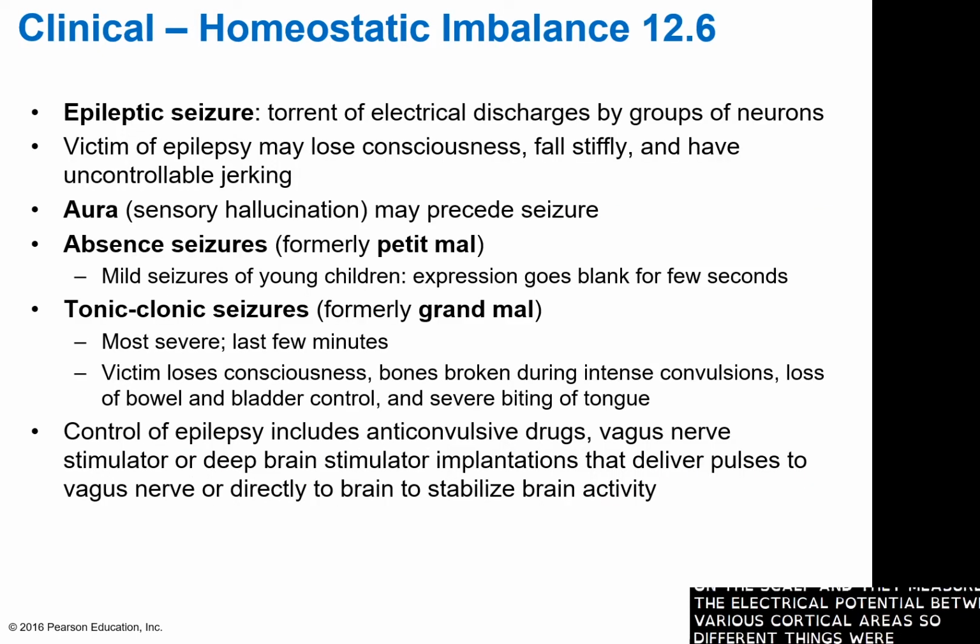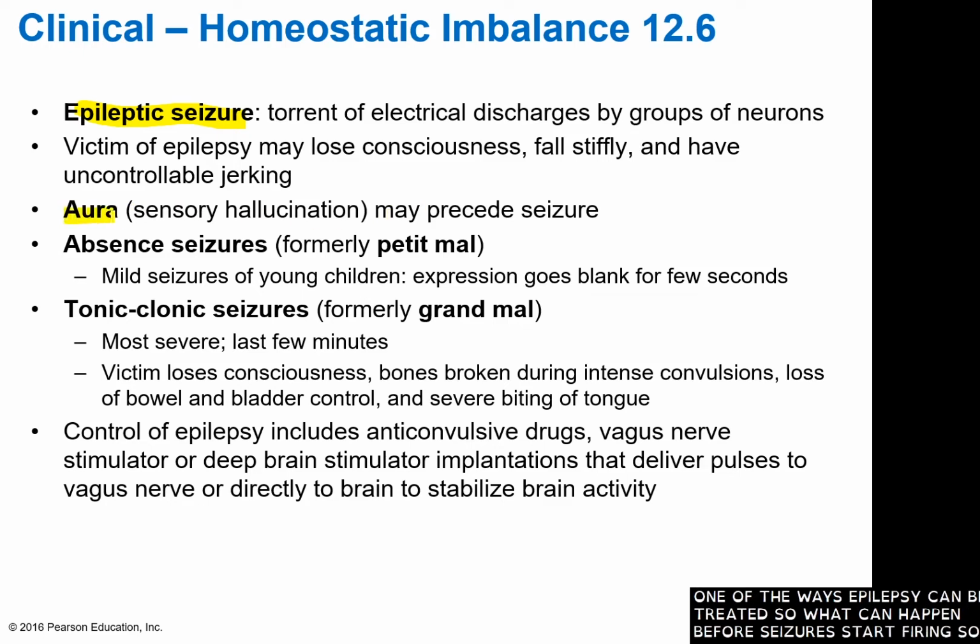So different things we talked about, epilepsy, and so here talking about seizures a little bit. So an epileptic seizure is a torrent of electrical discharges by groups of neurons. So it's these neurons firing in rapid repetition. So victims of epilepsy may lose consciousness, fall stiffly, and have uncontrollable jerking. And there are different forms to regulate epilepsy, and it varies from individual to individual. Like the keto diet, lowering the amount of glucose getting to the brain is one of the ways epilepsy can be treated. So what could happen before seizures is neurons could start firing.